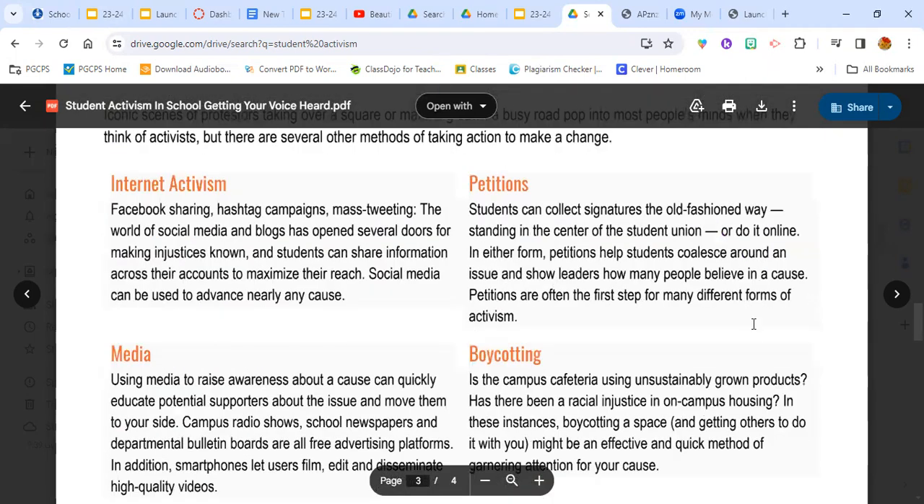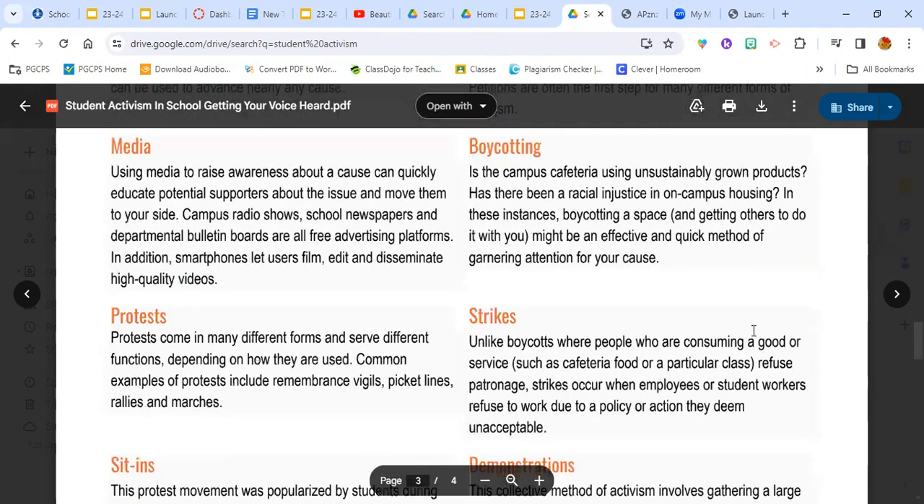Petitions. Students can collect signatures the old fashioned way, standing in the center of a student union, or do it online. In either form, petitions help students coalesce around an issue and show leaders how many people believe in a cause. Petitions are often the first step for many different forms of activism.